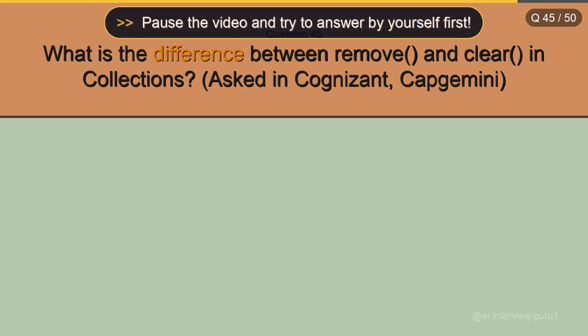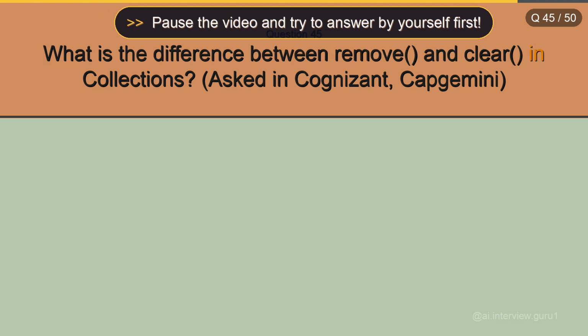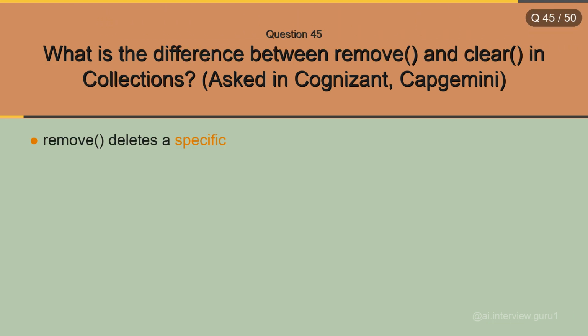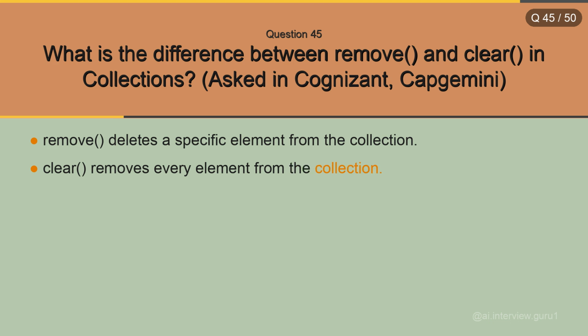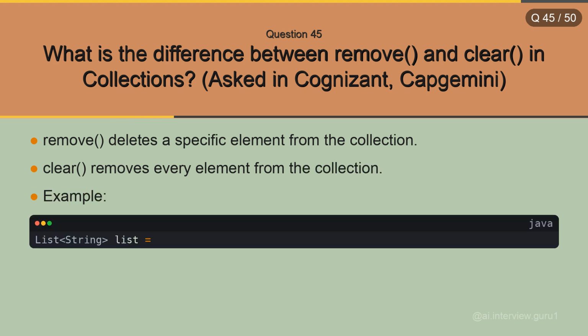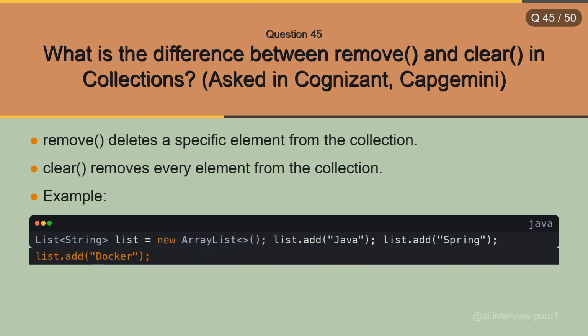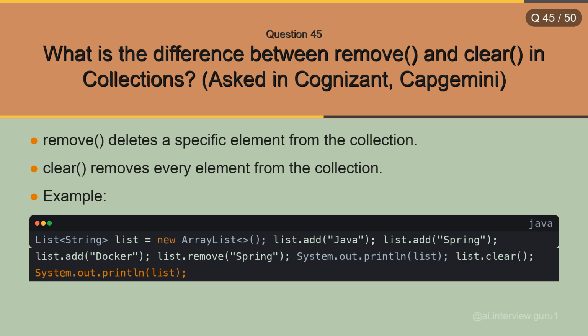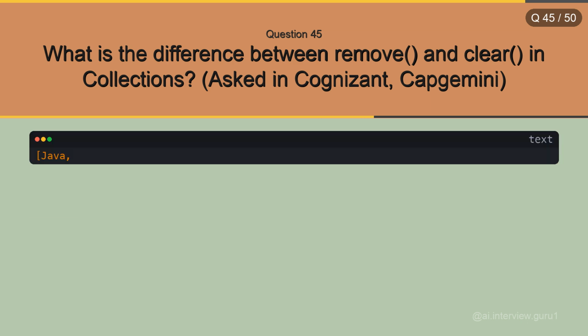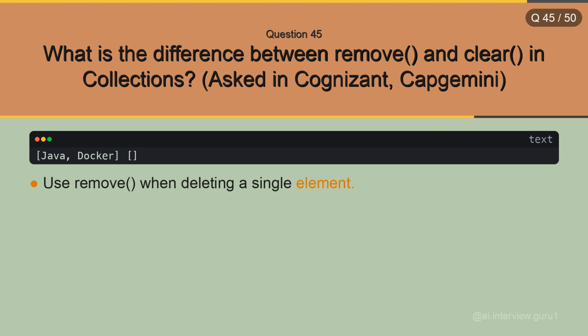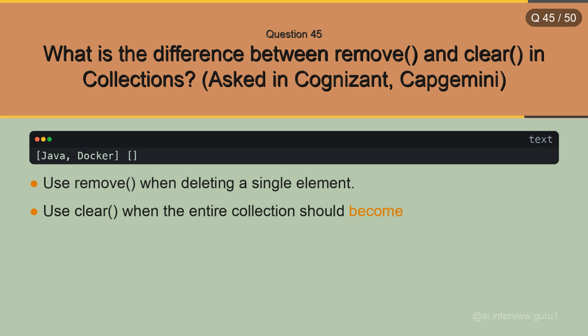What is the difference between remove and clear in collections? Remove deletes a specific element from the collection. Clear removes every element from the collection. Example: List<String> list = new ArrayList<>(); list.add(...); list.add(...); list.add(...); list.remove(...); System.out.println(list); list.clear(); System.out.println(list); Output. Use remove when deleting a single element. Use clear when the entire collection should become empty.